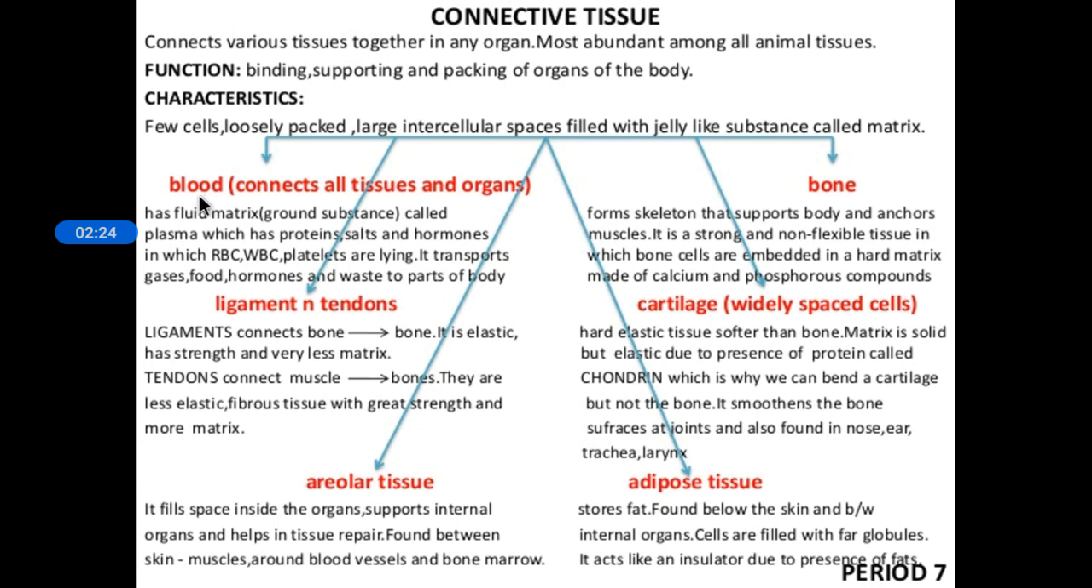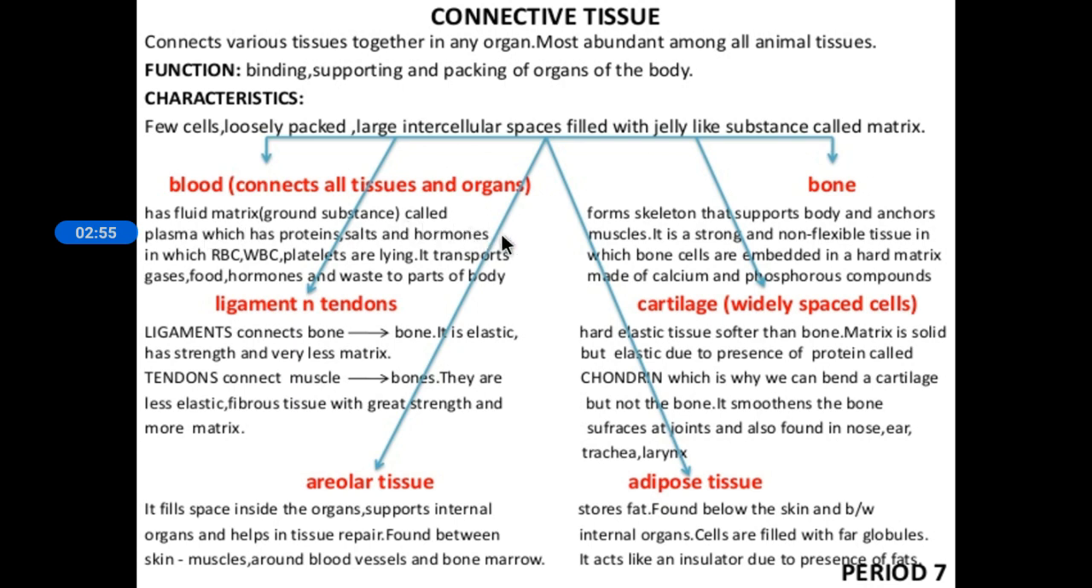So what makes the blood fluid? Yes, plasma makes the blood fluid. Blood consists of a fluid matrix called plasma, which makes it fluid. And what are the cells present in it, which we are all very familiar with? Yes, RBC, WBC and platelets.